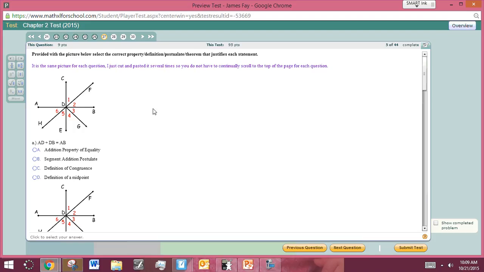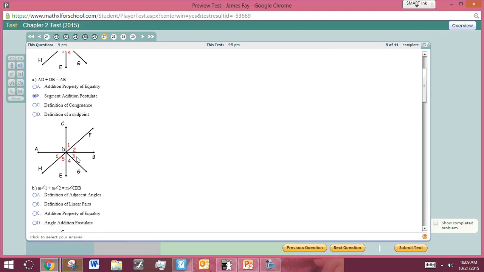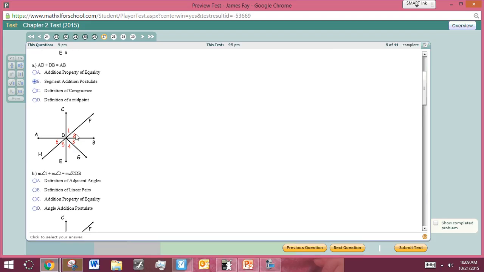We want to know what property is going on here. AD plus DB equals AB. That's the segment addition postulate. Measure of angle 1 plus measure of angle 2: if I take those two angles together and add them, I should get angle CDB. That's the angle addition postulate.